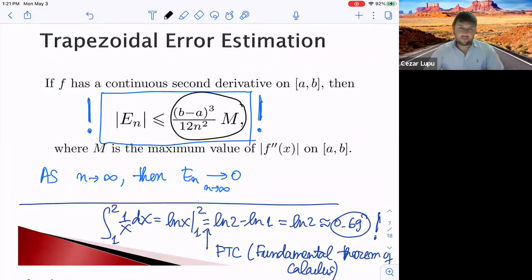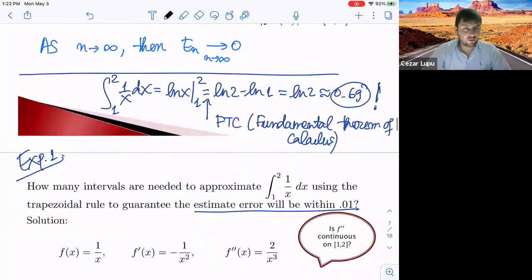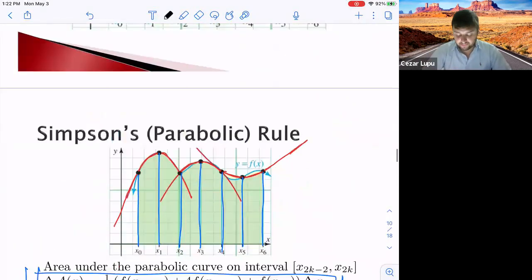So maybe, well, I assume more for the function. I assume the function is 4 times differentiable, so it's a C4 function on [a, b]. In this case, when I apply the trapezoidal error rule or error estimation, I only assume that f is of class C2. So you see, I assume more, but I get better.